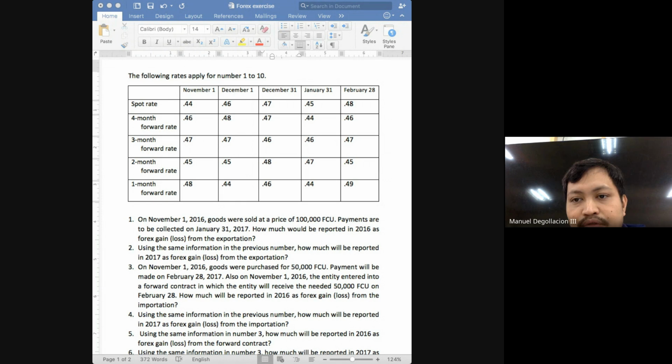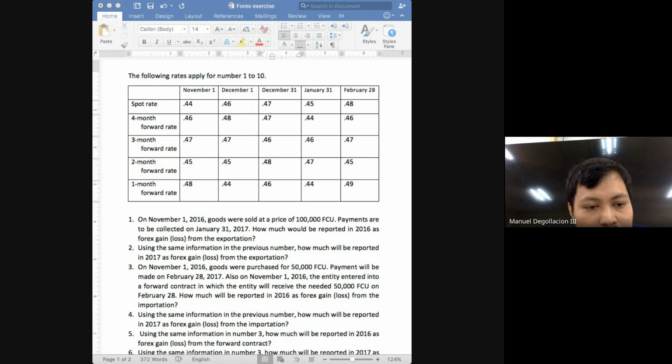By the way, alternative way of solving the 2,000, class, get the difference between the spot rate on December 31, the previous rate, and the spot rate on the adjustment date, which is also the settlement date of 45. Difference of 0.02. So you will get 2,000. But again, I prefer you get the amount scale, 45,000, 47,000, so it will be easier for you to visualize whether it's a gain or a loss, class.